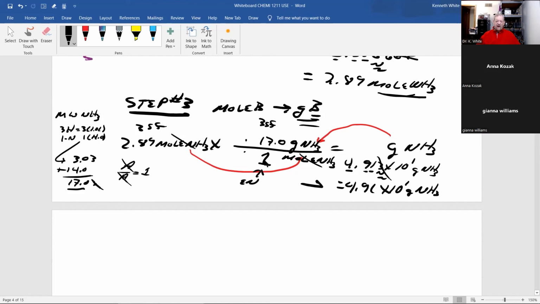Where do we get this ratio? 1 mole of a compound equals the molecular weight of the compound. The molecular weight is the sum of atomic weights. 3 hydrogen, 3 times the atomic weight of hydrogen, 1.01, is 3.03. 1 nitrogen, atomic weight, the 3 significant figures of nitrogen is 14.0. Add them up, use proper significant figures for addition, and you get 17.0. And the final answer, 4.91 times 10 to the first.